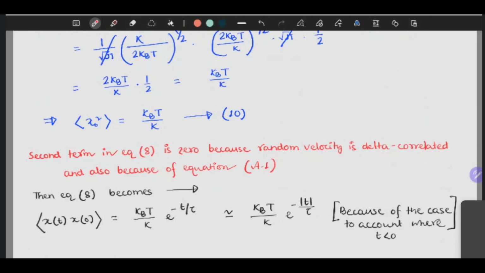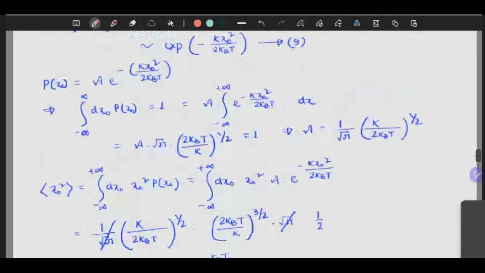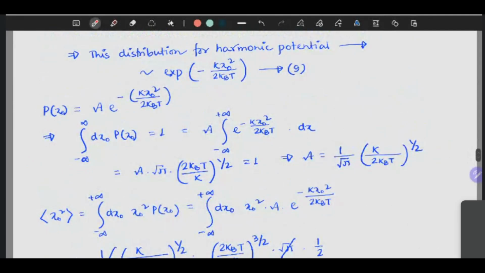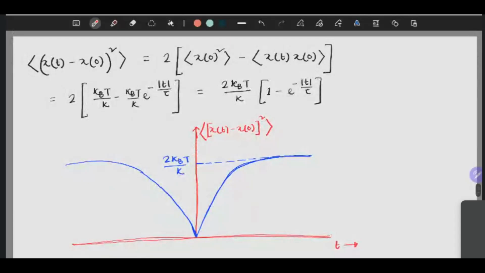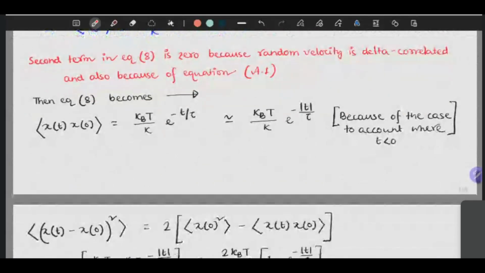So that means the initial condition, at t equal to 0, can also vary, because we are talking about the statistical mechanical description. So if you take the square and mean of these initial conditions at t equal to 0, it is kBT by k. So now we got the time autocorrelation like this: kBT by k, where k is the restoring force constant, times e to the power minus mod of t by tau.